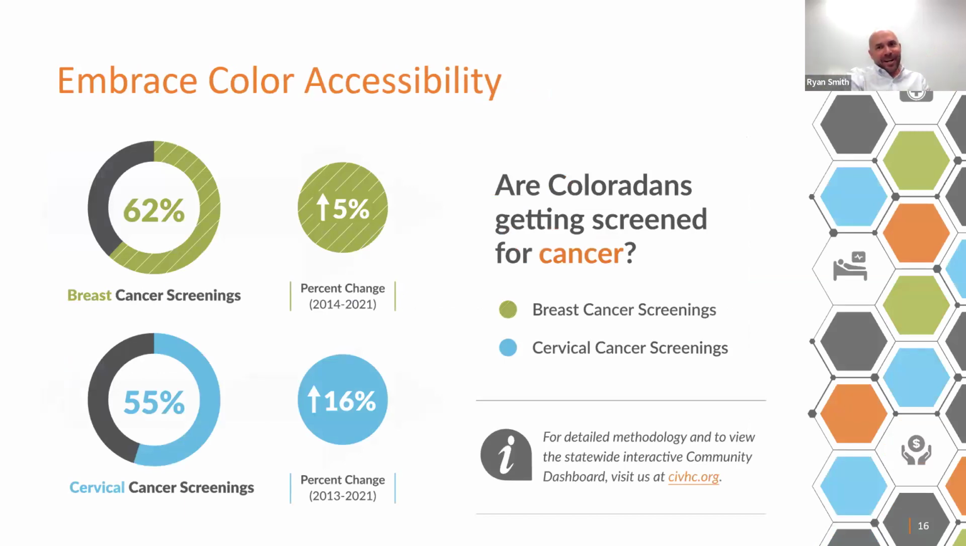Next, we'll talk about embracing color accessibility. This is something to always be mindful of. You really want to ensure the colors you're using are of great contrast. Viewers looking at your visualizations who have visual impairments often struggle with contrast issues, and sometimes colors that look different for us look the same for them.